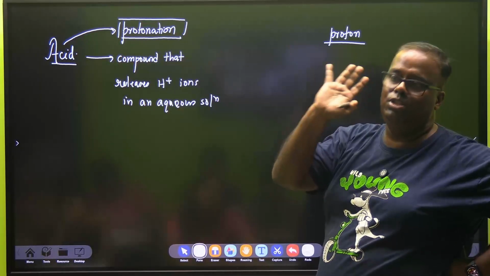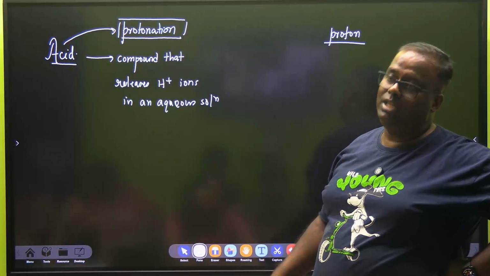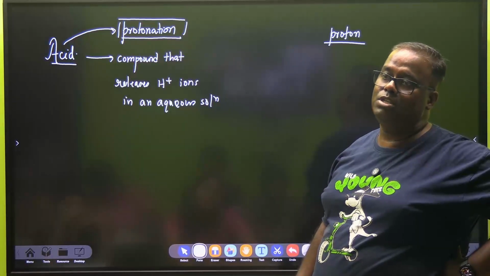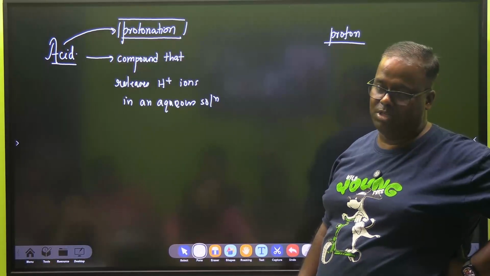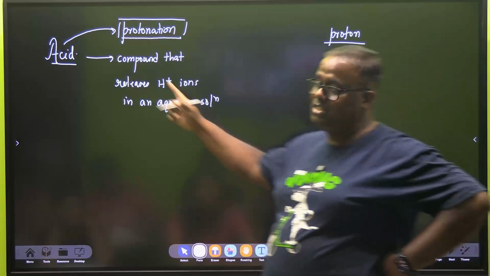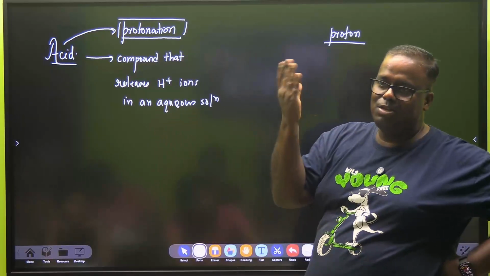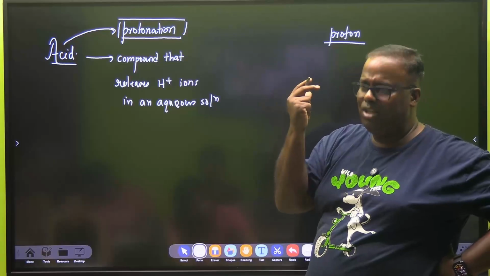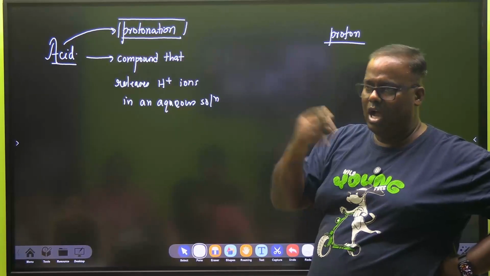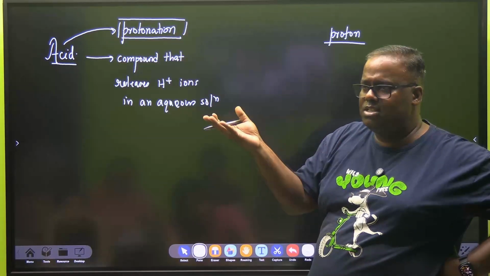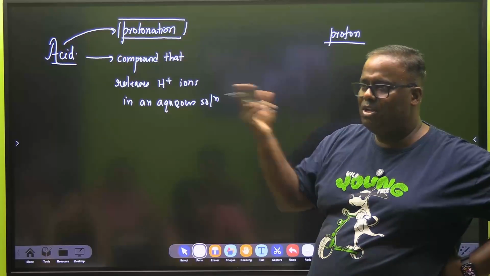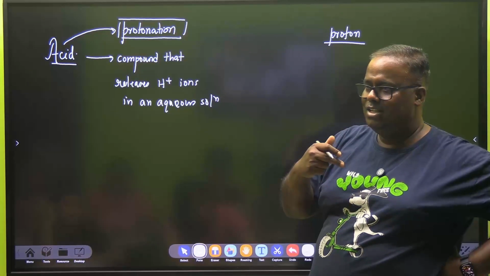The Arrhenius name is not in your syllabus. When you go to grade 11, you'll study about another concept called the Bronsted-Lowry concept. They say acid is a substance which accepts an electron. Somebody who releases a proton will accept an electron. I release a proton. I don't like plus guys. That means I must be liking minus guys, right?